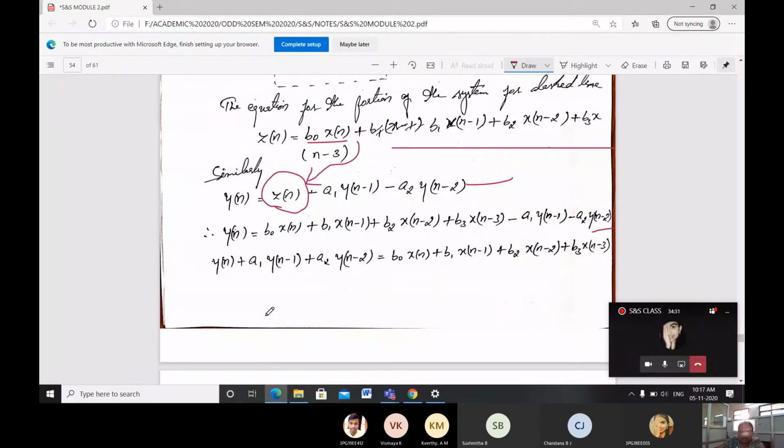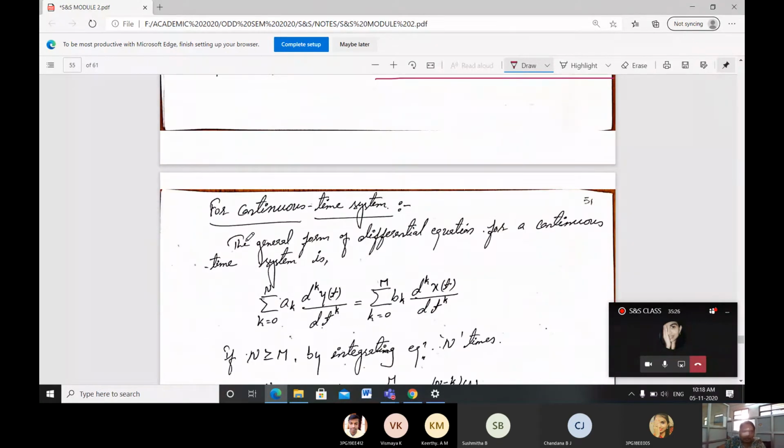Then what I am doing is, wherever our y terms are there, I am keeping those on one side and the x terms on the other side. The y terms on the LHS and x terms in the RHS. If I keep it like that, you will be getting y of n plus a1 y of n minus 1 plus a2 y of n minus 2 is equal to, shifting these two terms to this side, that's it. Then the remaining part you write as it is, that is b naught x of n plus b1 x of n minus 1 plus b2 x of n minus 2 plus b3 x of n minus 3.